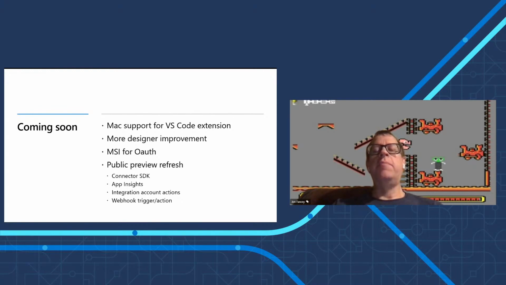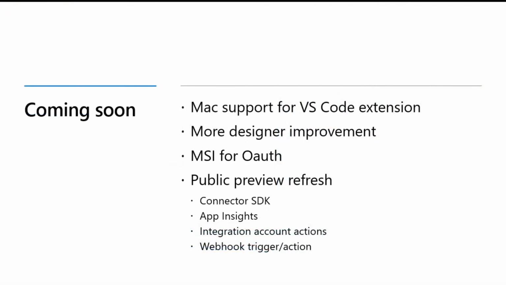And the next one is integration account actions. We've heard from a lot of people that they want mapping support built into the engine, the ability to do it without an integration account. So that is something else we are working on, and we'll talk about this next time. A little sneak peek in terms of what's coming for XML and Liquid template mapping. And the final one is webhook triggers and actions, which is something that's missing right now that we'll be adding in the preview refresh as well.